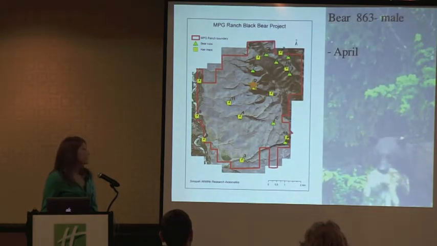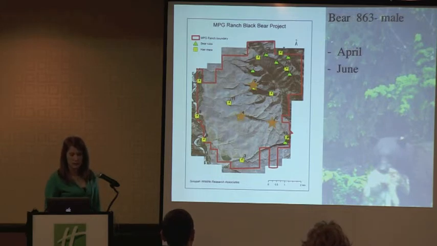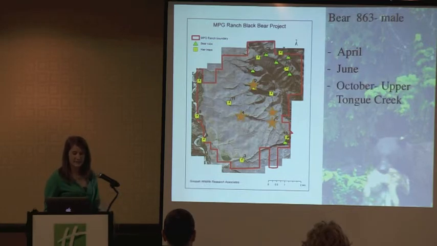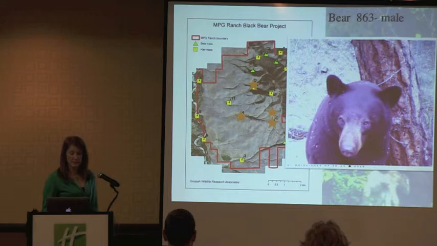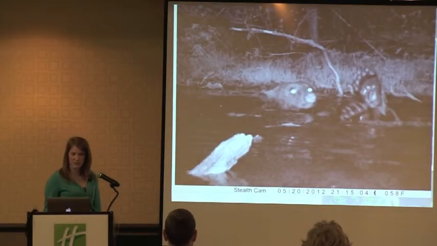Bear 863 was also a male, and it showed up at Baldy Draw in April, and then again in Whaley Draw in April. Then we found its genotype in Lower Tongue Creek in June, and then we didn't see it again until October when it showed up in Upper Tongue Creek. Here's a bear that corresponds to this genotype, more famously known as backfloat bear.